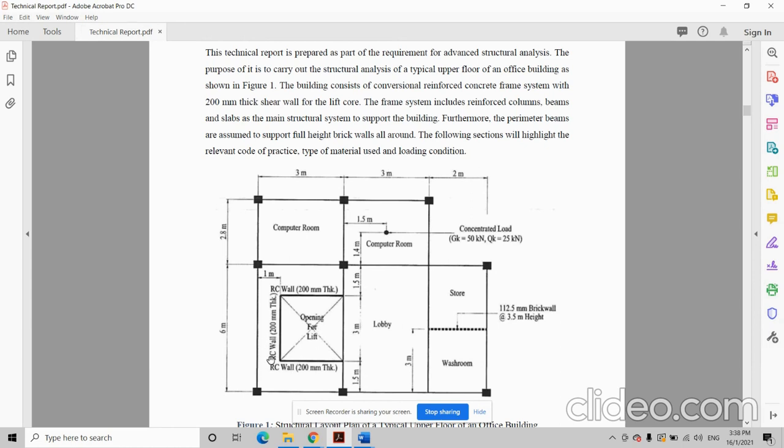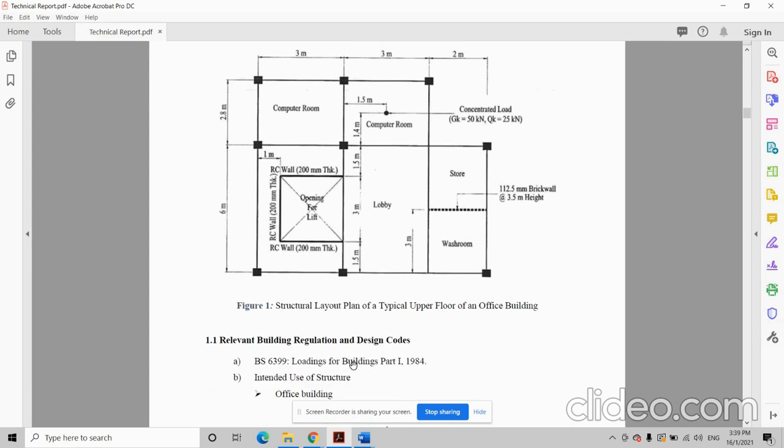The frame system includes reinforced columns, beams, and slabs as the main structural system to support the building. Furthermore, the perimeter beams are assumed to support full height brick walls all around. The following section will highlight the relevant code of practice and the material used.